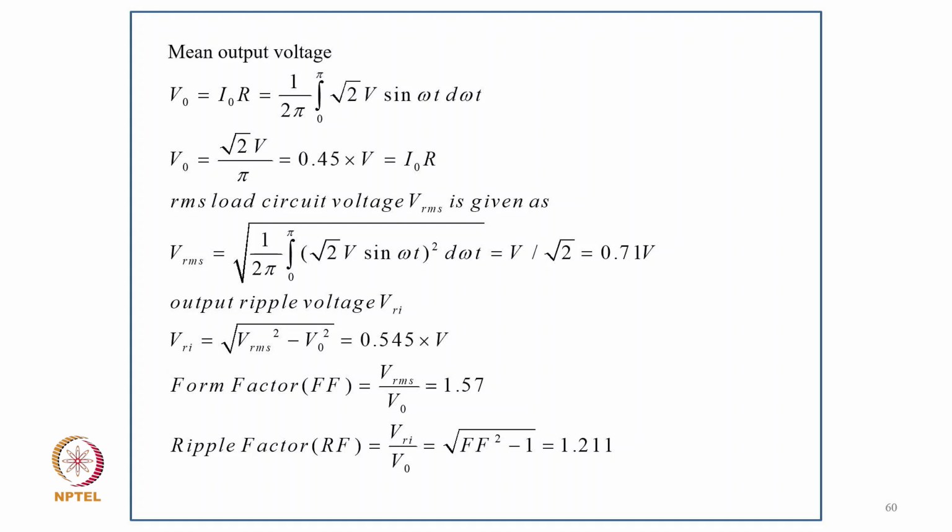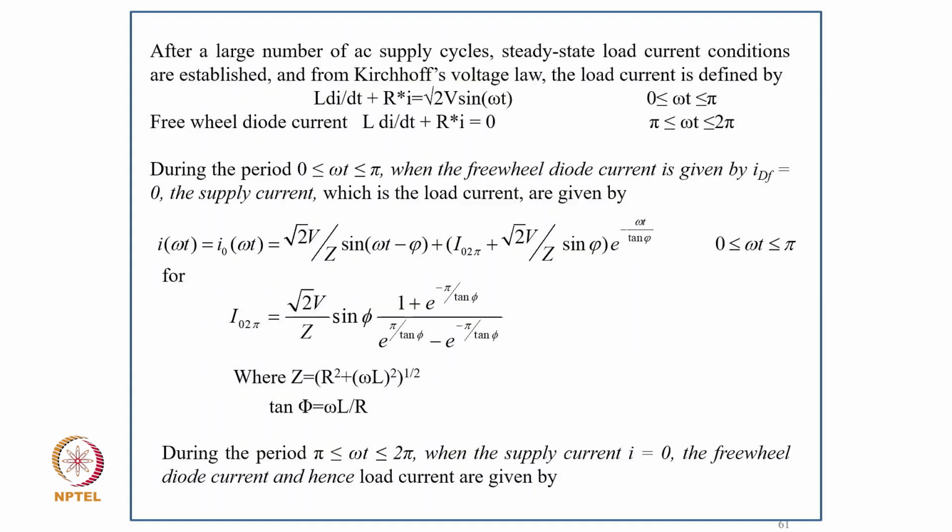The output ripple voltage Vri equal to under root VRMS square minus V0 square, that is 0.45 into V, and form factor VRMS upon V0, that is 1.57, and the ripple factor is Vri upon V0, so under root form factor square minus 1, that is 1.211.